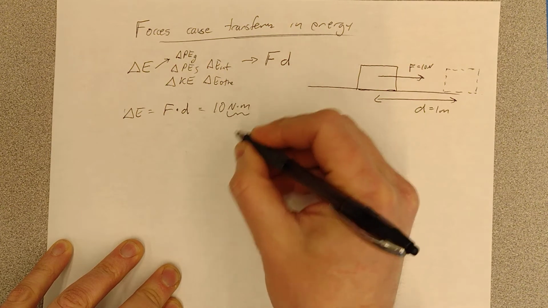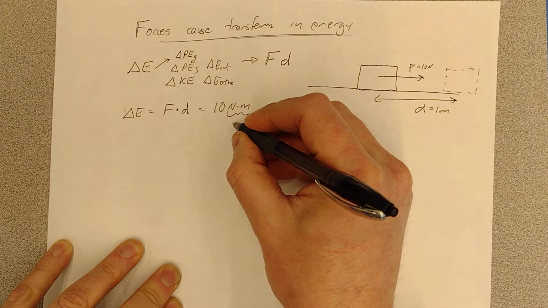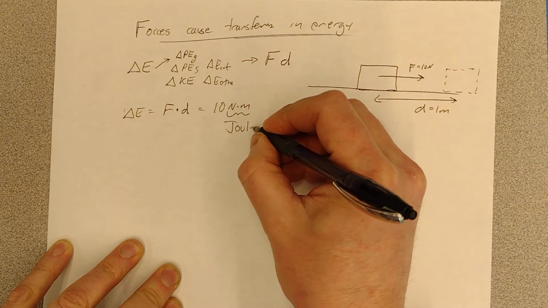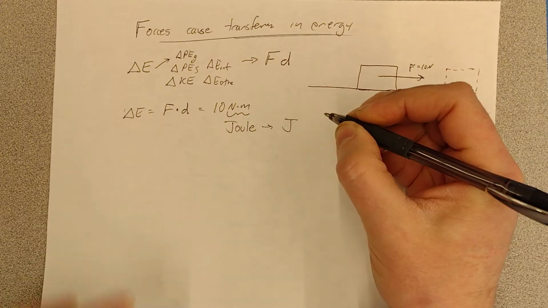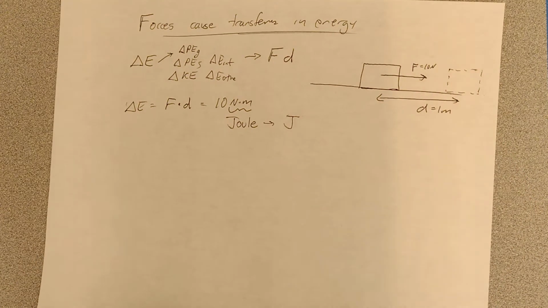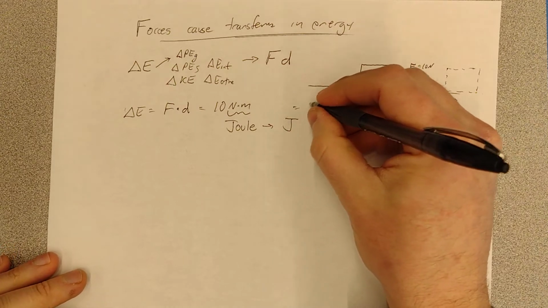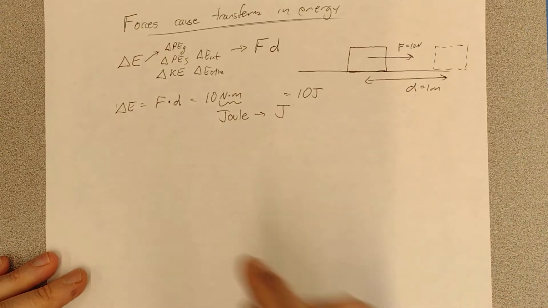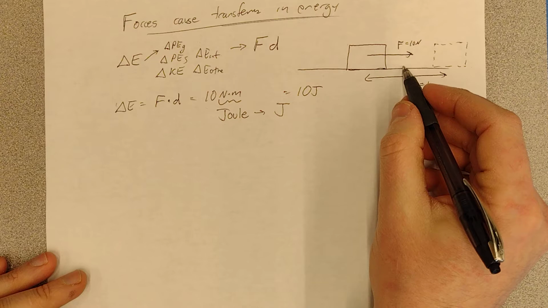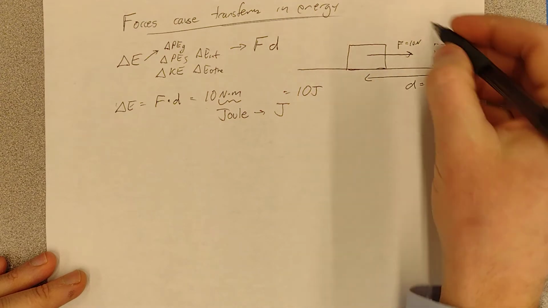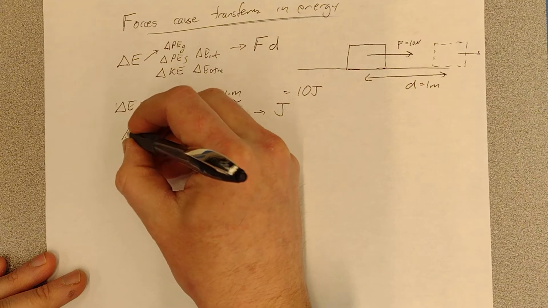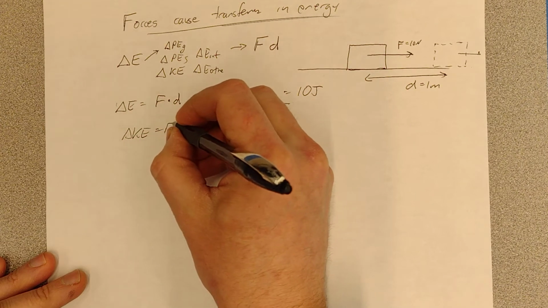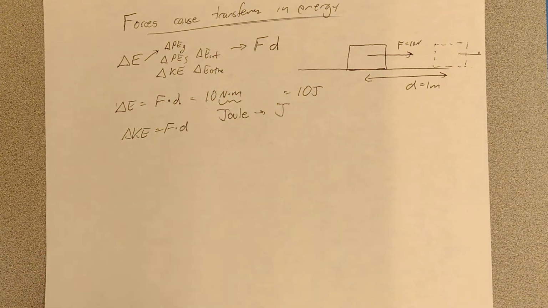And that unit of a newton meter, newton times meter, we call a joule. Joule, which has the symbol of a capital J. So that's pretty cool. So we'd say the energy changed by 10 joules. And in this case, the applied force, the speed is going to increase. It would actually be change in kinetic energy equals force times distance.